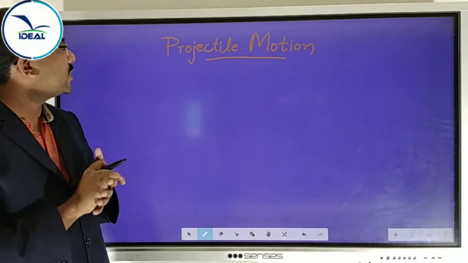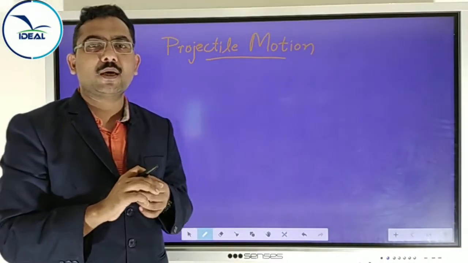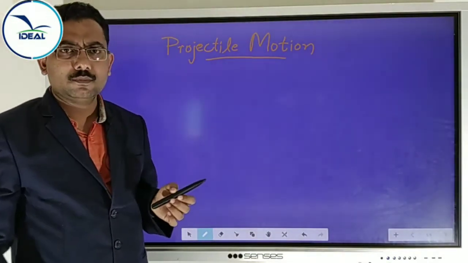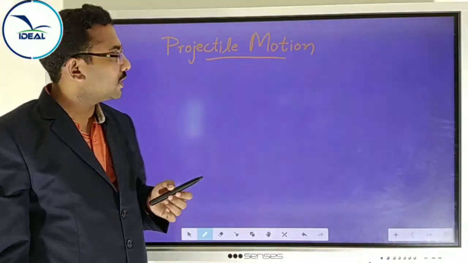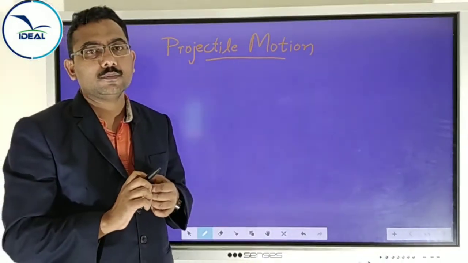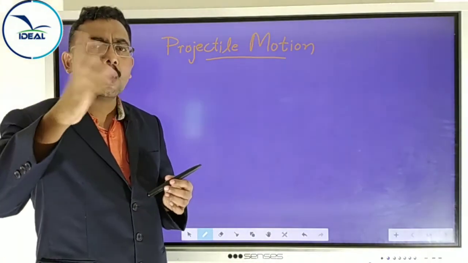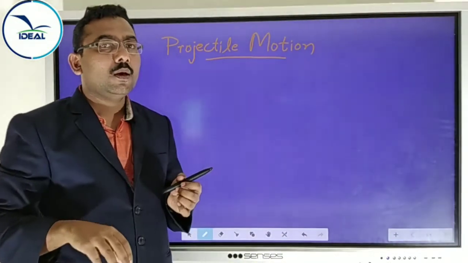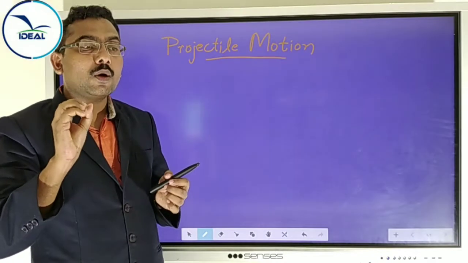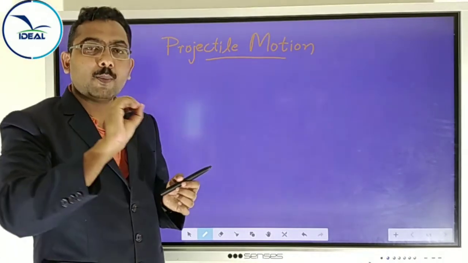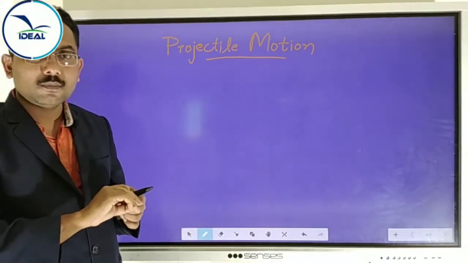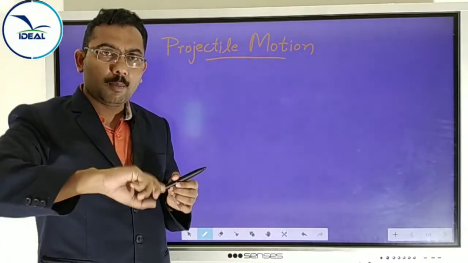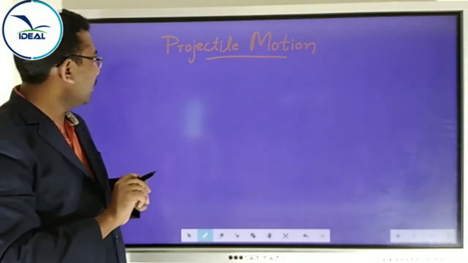Now, can you say some examples of projectile motion? A stone thrown with an initial velocity is a parabolic motion, that is, a projectile motion. A javelin thrown by an athlete or a hammer thrown by an athlete is a projectile motion. A body thrown from a moving train, for a person standing outside the train, is parabolic. It is projectile motion.